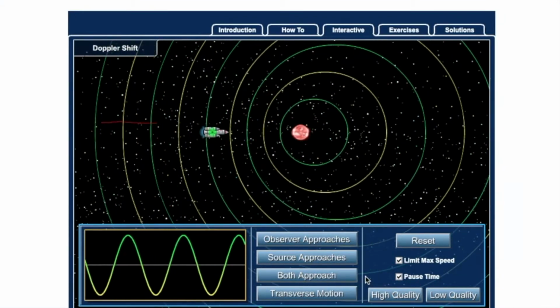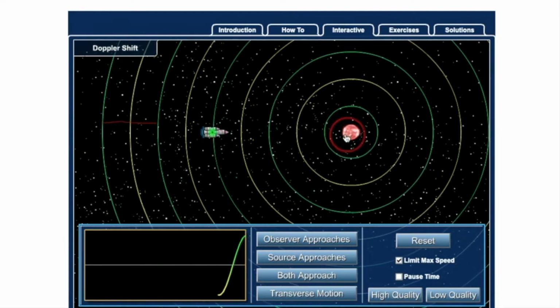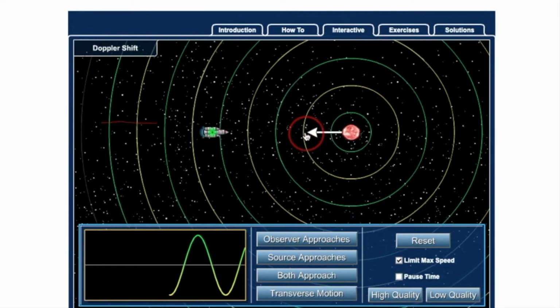Now I hope what you notice here is that the fact that this source is moving toward the observer causes these wavefronts to bunch up. That's the key idea. If you didn't quite see it, I'll make it go a little faster just to make the effect more apparent.